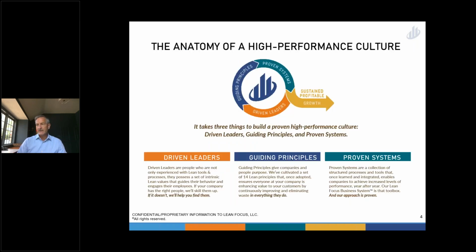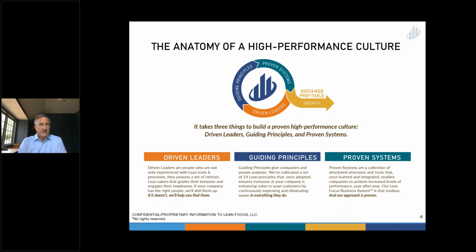So a little bit about Lean Focus. We're a culture transformation partner. We believe that achieving a high performance lean culture really relies on three pillars. First, leadership with intrinsic lean values that guide their behaviors, and they lead by example. Second, guiding principles to give the company a sense of purpose.